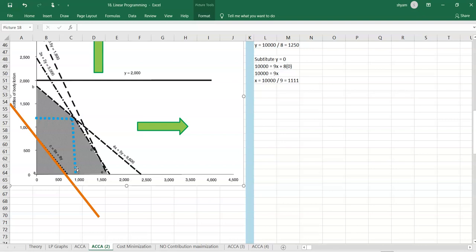And if you draw a line from the top to the bottom like this, you get around, I think, 800, okay, 1000 or 800. So 800 of X and 1200 or 1250 of Y, okay. 800 and 1200, so that is going to be the ideal production. So we'll start with explaining the numbers here.